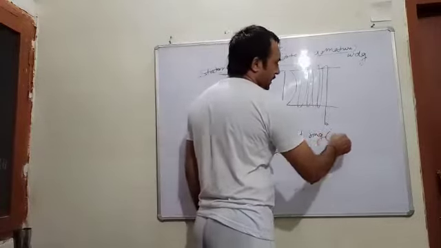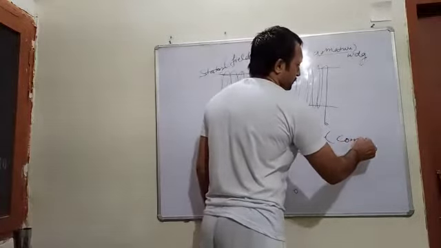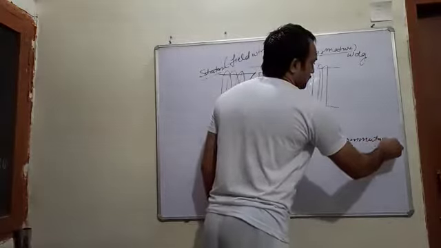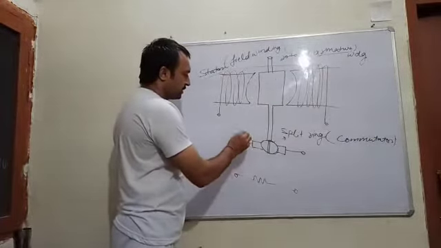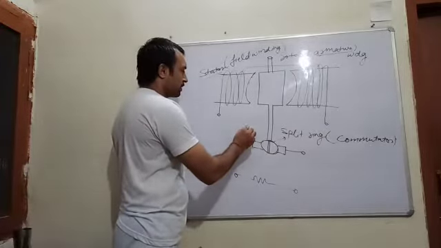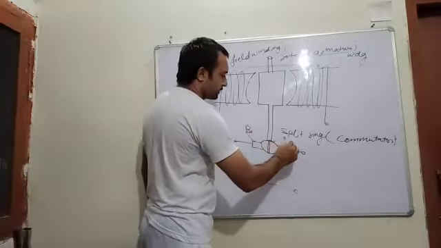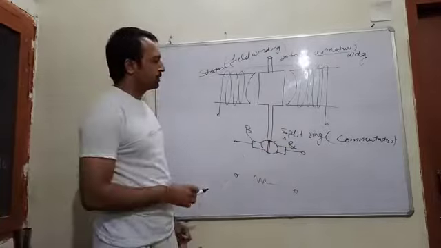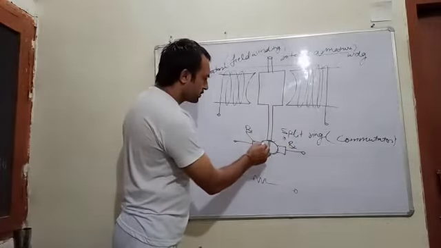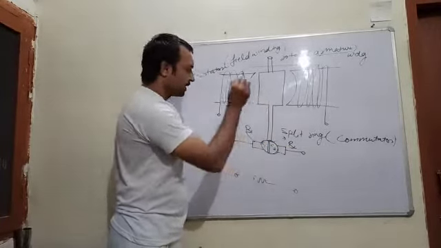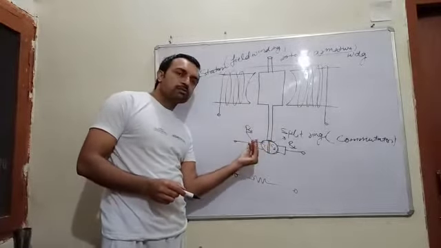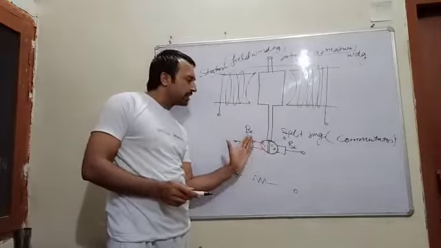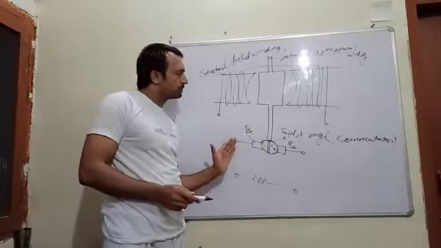Which is also called as commutator. These are brushes B1, B2. This commutator is part C1 and C2. The parts C1 and C2, they are mechanically attached to each other, but they are electrically insulated from one another.